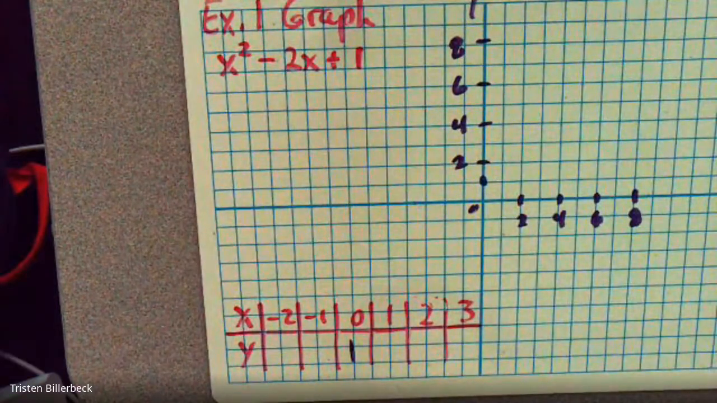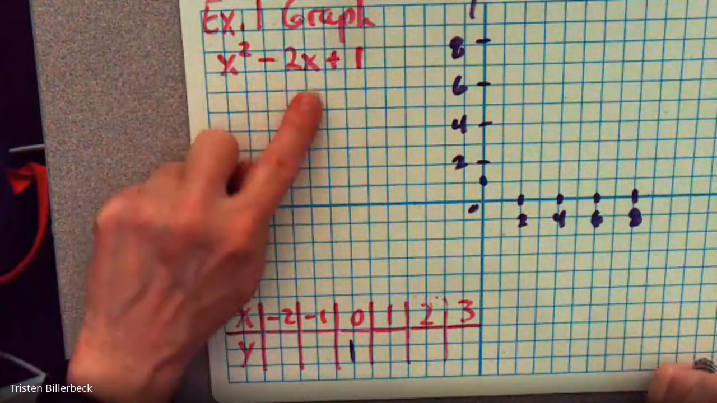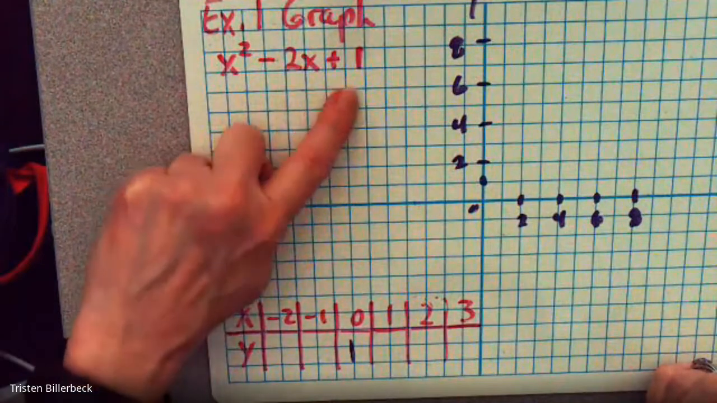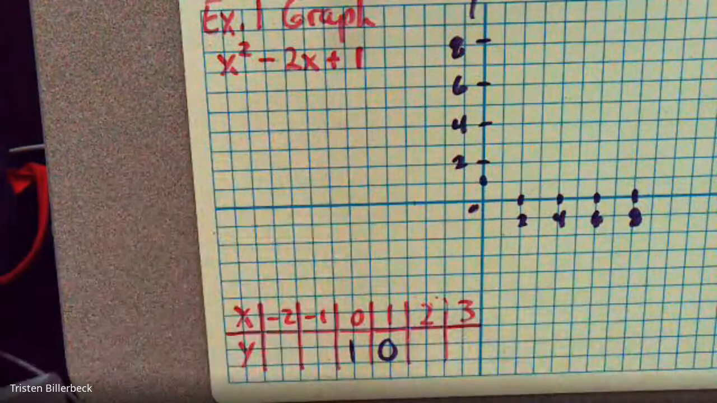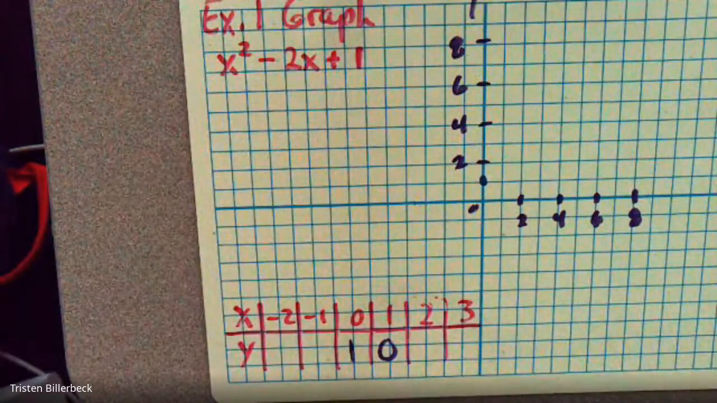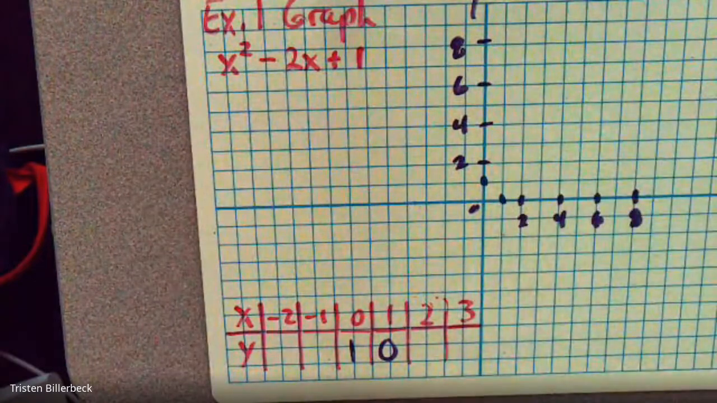Now let's put in 1 because it's easy. 1 minus 2 is negative 1, plus 1 is 0. Ooh, that's interesting. At 1, we are at 0. So I have a point right there.